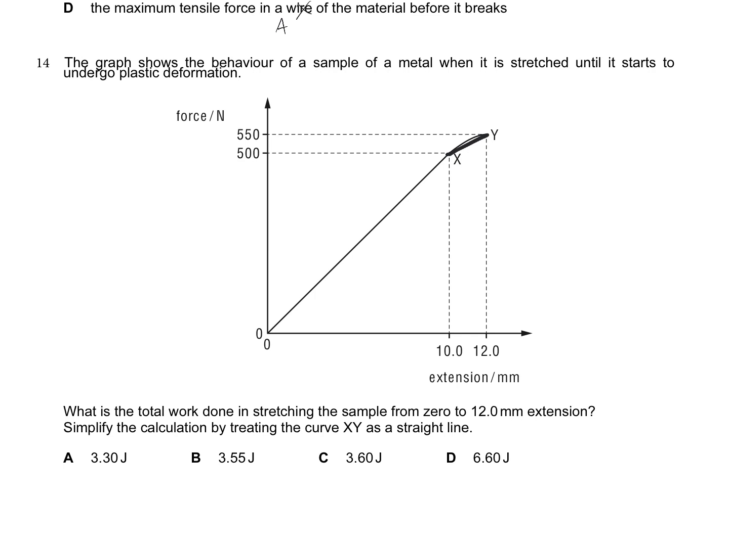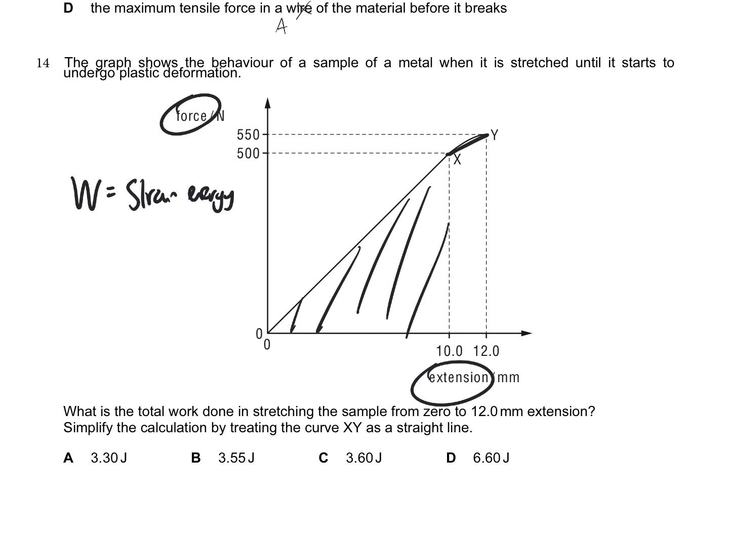So again, the total work done will be equal to the energy stored as strain energy, which we know on a force extension graph is the area under the graph. So you need to work out the area of this triangle here, this rectangle here, and this little triangle here. Add them all together, and you should get B when you do that. I'll leave you to do that one.